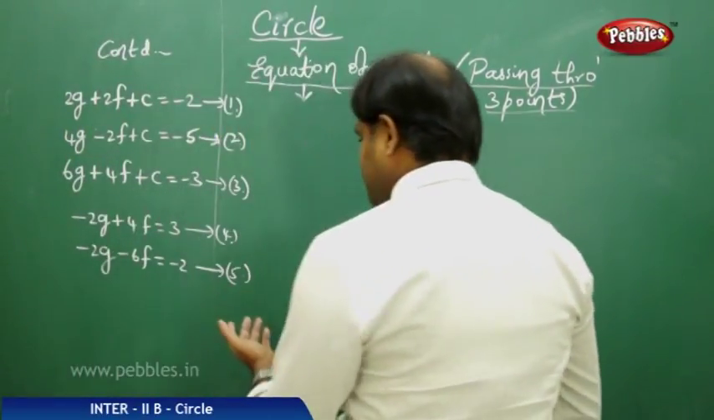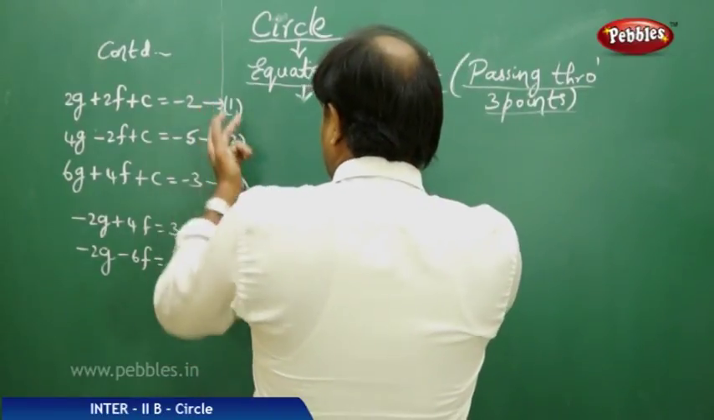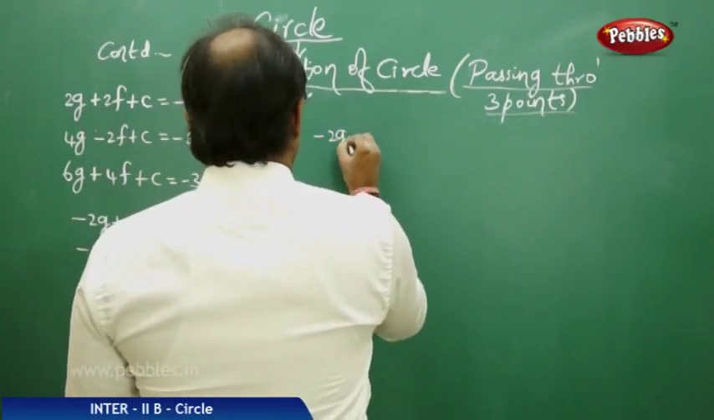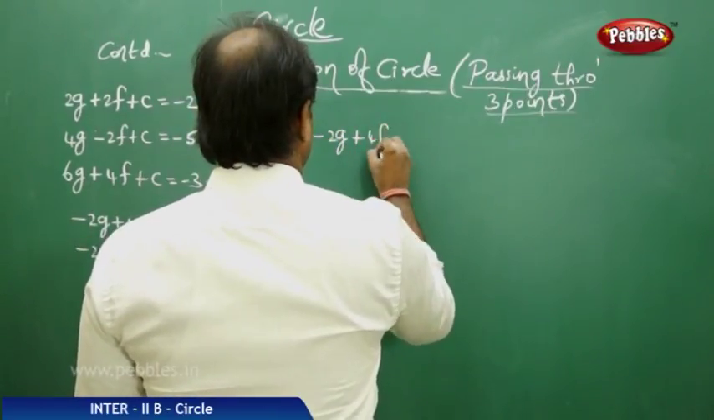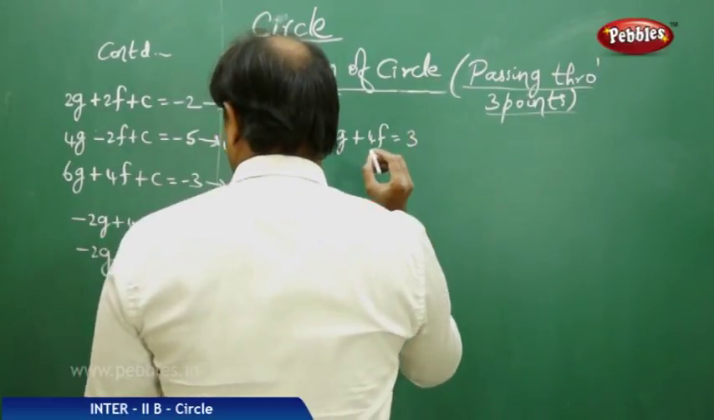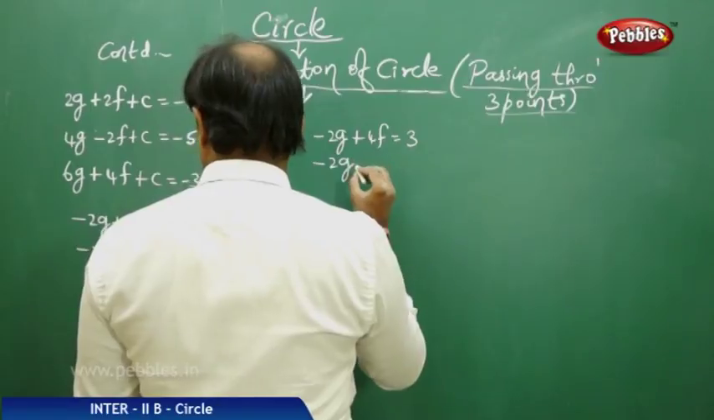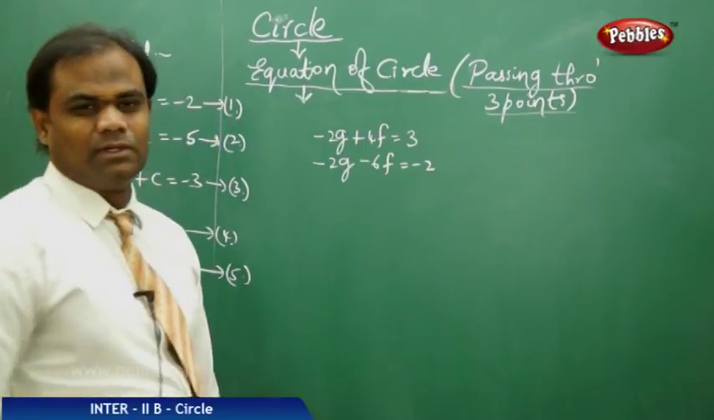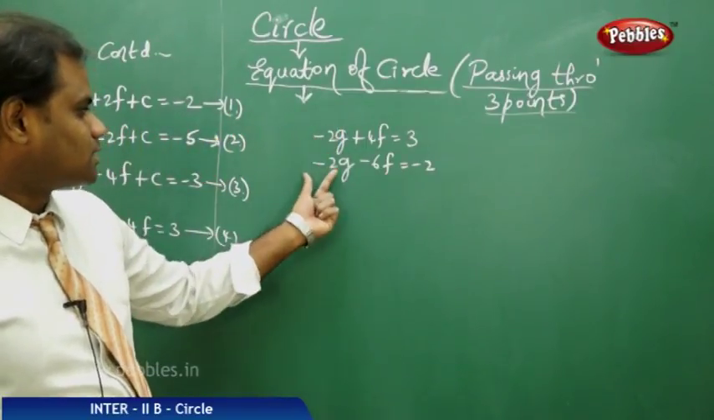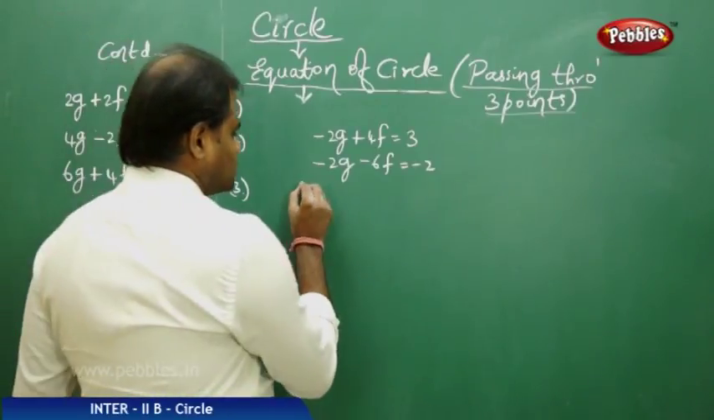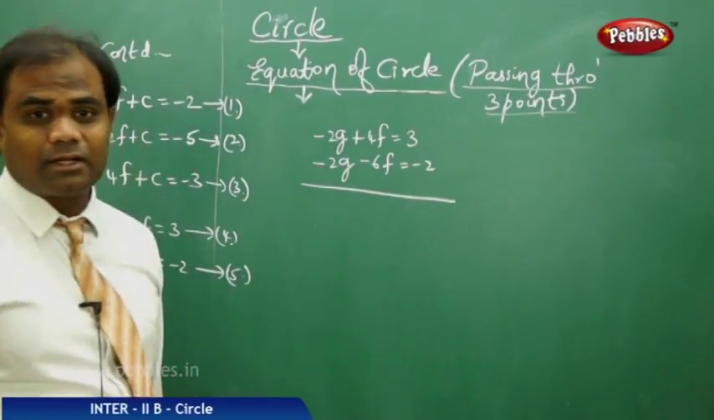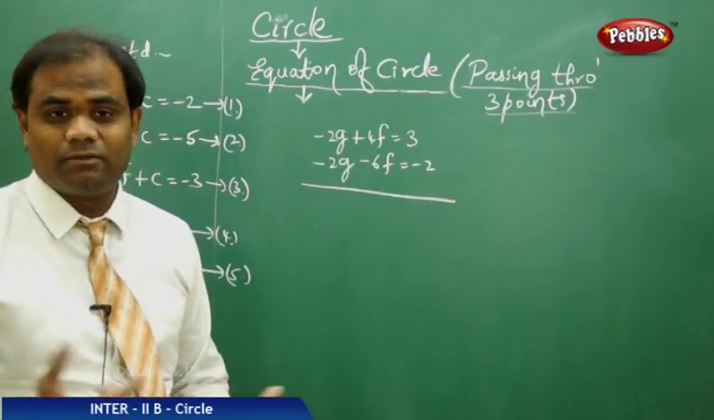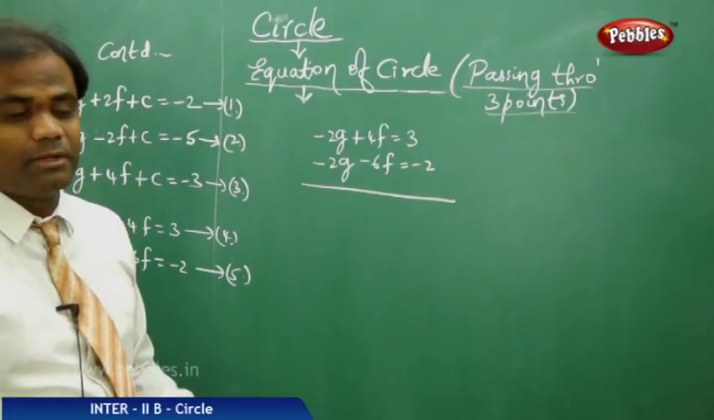So now that in the previous session I have obtained equation 4 and 5 from these three equations 1, 2 and 3, I got my equation 4, which is minus 2g plus 4f equals 3, and minus 2g minus 6f equals minus 2. So let's eliminate g because their coefficients are equal. So it is always right that I eliminate that unknown whose coefficients are same, or we make the coefficients same to eliminate one of the unknowns. This is how we understand the elimination method.